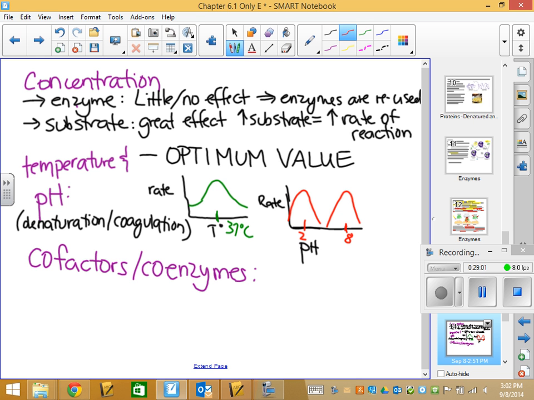Now the last thing on the list is a cofactor or a coenzyme, and this is one of the things that we illustrated in the lab activity. A cofactor or a coenzyme is kind of like the opposite of an inhibitor.